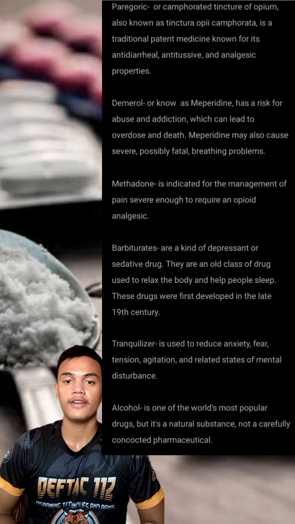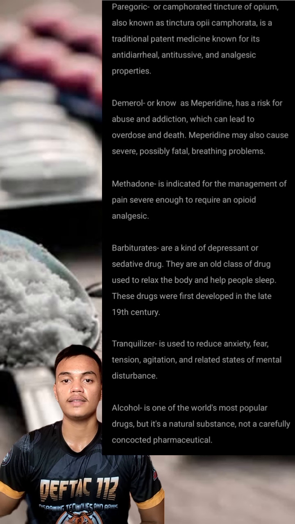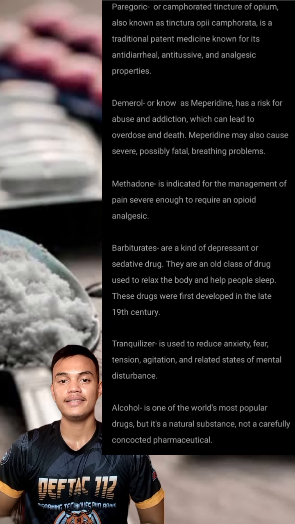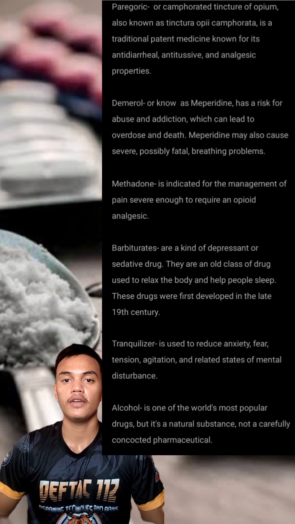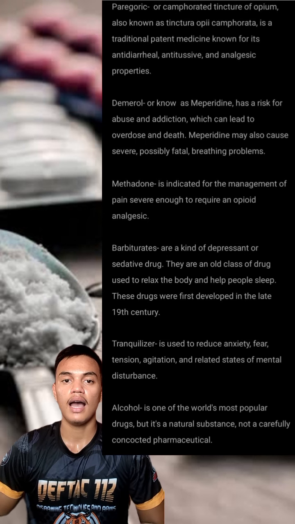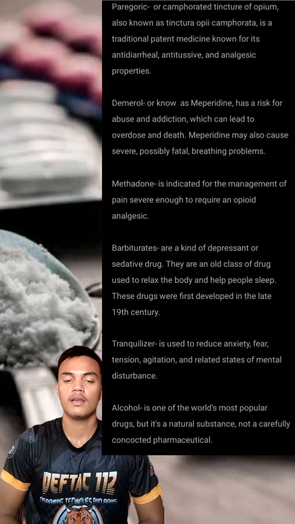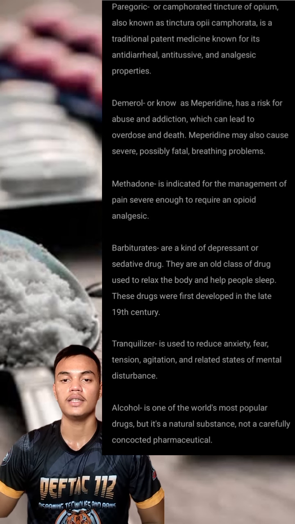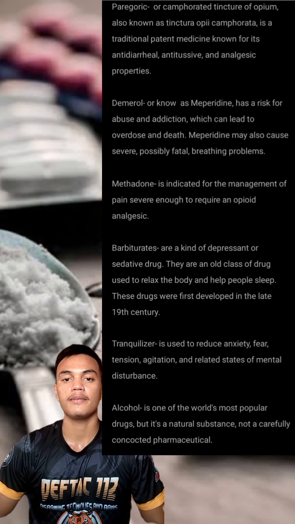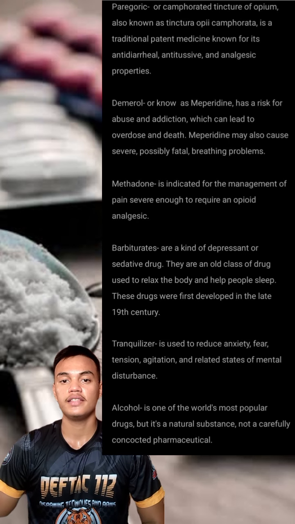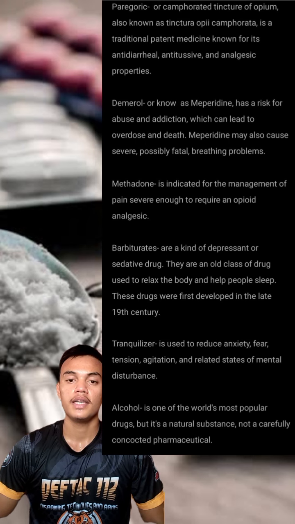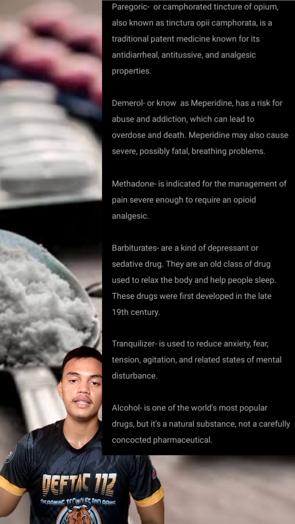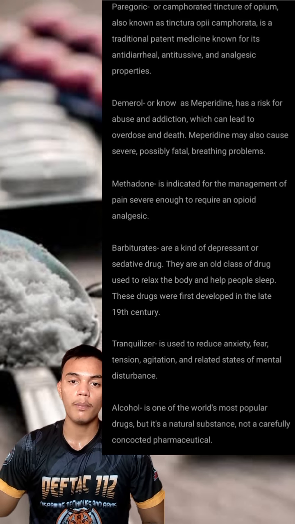Paregoric, or camphorated tincture of opium, also known as Tinctura opii camphrata, is a traditional patent medicine known for its anti-diarrheal, anti-tussive, and analgesic properties. Demerol, also known as meperidine, has a risk for abuse and addiction, which can lead to overdose and death. Meperidine may also cause severe, possibly fatal, breathing problems. Methadone is indicated for the management of pain severe enough to require an opioid analgesic.